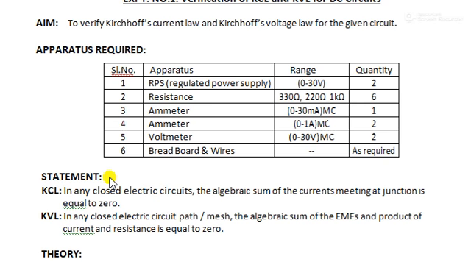Now you can also see the statement of the KCL: in any closed electric circuit, the algebraic sum of the currents meeting at the junction is equal to 0. This is the statement of the KCL. And in KVL, in any closed circuit path or mesh, the algebraic sum of the EMFs and the products of current and resistance is equal to 0. This is about the statements of KCL and KVL.